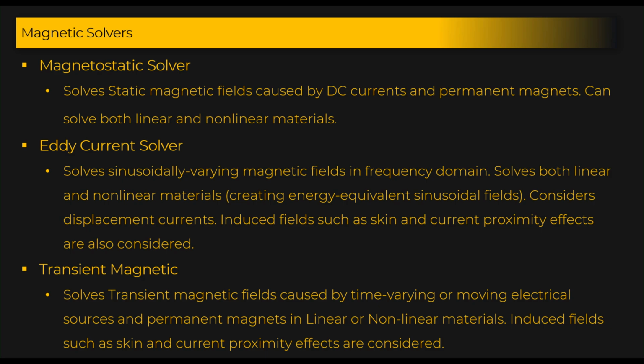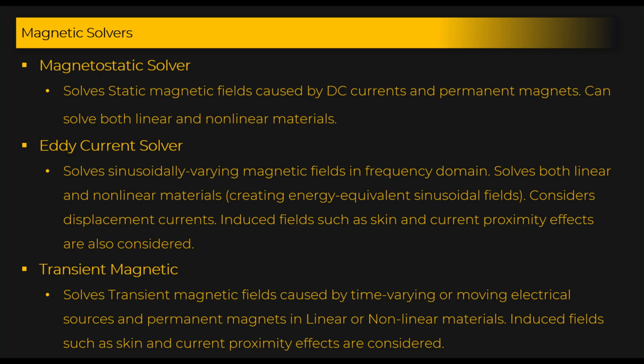So looking at the first of the magnetic solvers, first is magnetostatic. The magnetostatic solver solves the magnetic field that is caused by a DC current and, say, permanent magnets, and it can solve both linear as well as non-linear materials. Now the question that comes is: when should we use the magnetostatic solver?